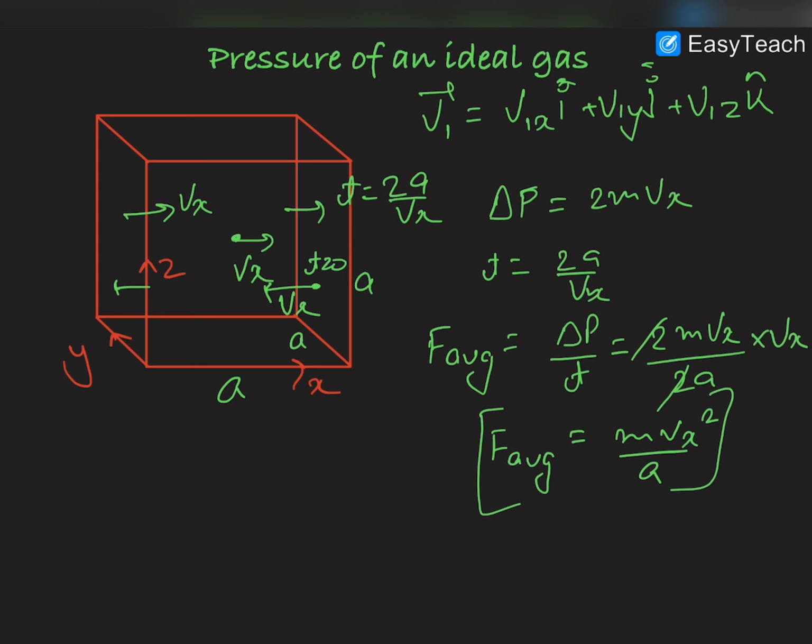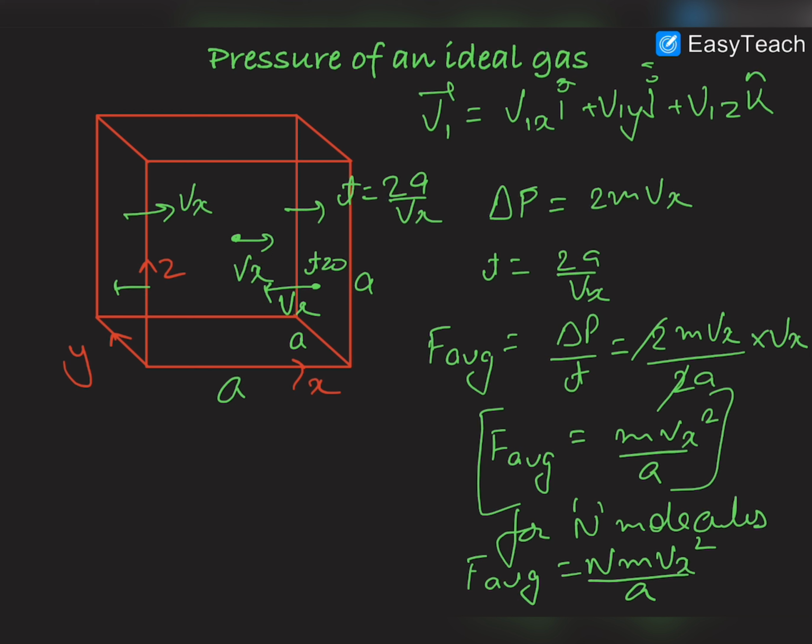Now we know that for n molecules, if we assume that all the molecules are moving with the same speed, we are just assuming that. In the real case, it is not the scenario. In reality, all the molecules have a variety of different velocities, and that distribution was plotted by Maxwell. We will have a separate video on that topic. So the total average force will be equal to nmvx square upon a.